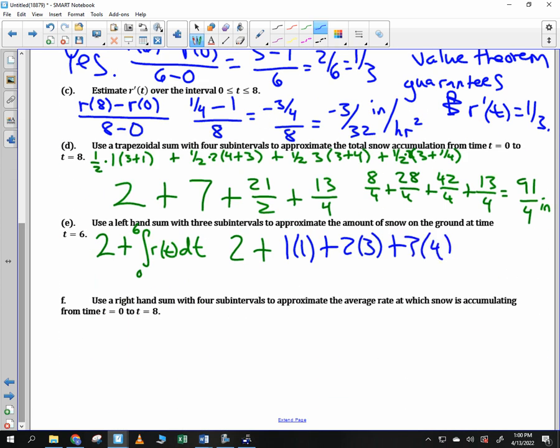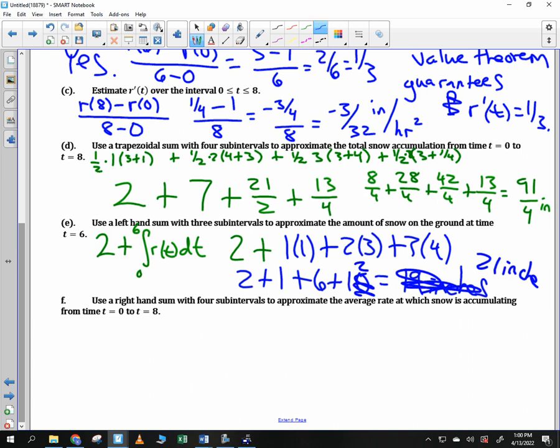Okay, good. So I get 2 plus 1 plus 6 plus 10. So 2 is the start, and then I have 16, 17, 18, 19. So 19 inches of snow is currently what we think is on the ground. What? Because 3 times 4 is 10, Raiden. 21 inches of snow on the ground.